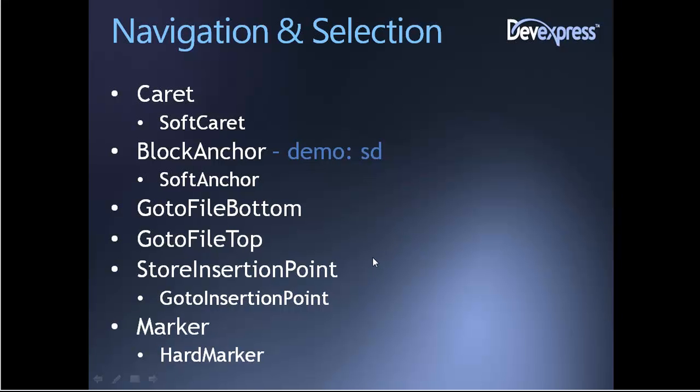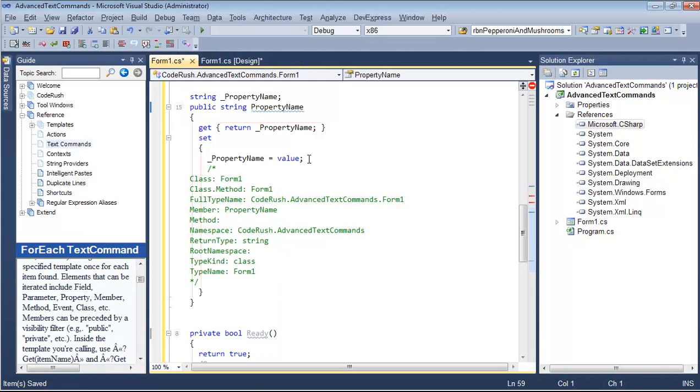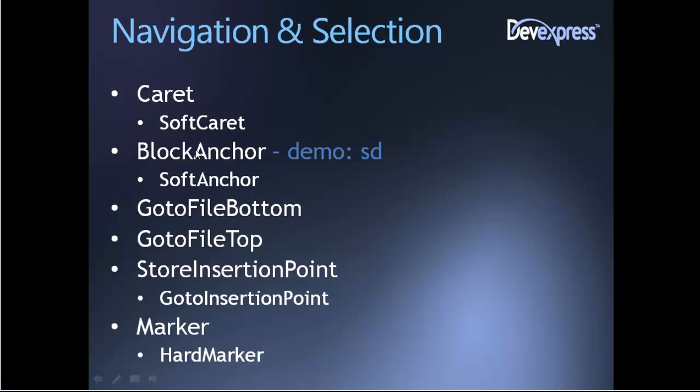Block anchor, let me give you a visual demonstration of that. If I click here and select from here to the left, the caret is the flashing piece on the left. The block anchor is right here where I first clicked. So the block anchor is where the start of the selection is. So using block anchor and caret, we can create selections.